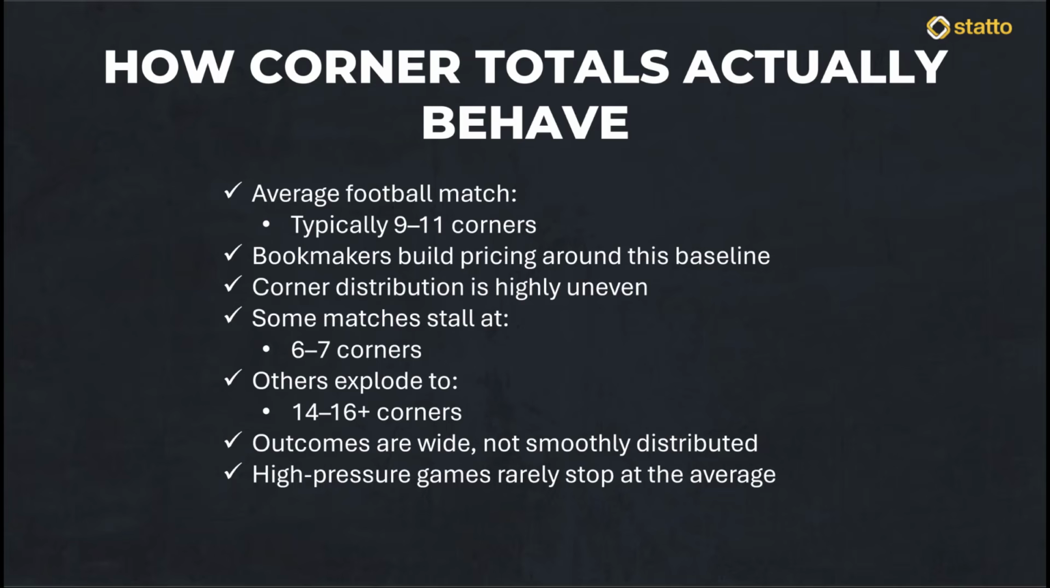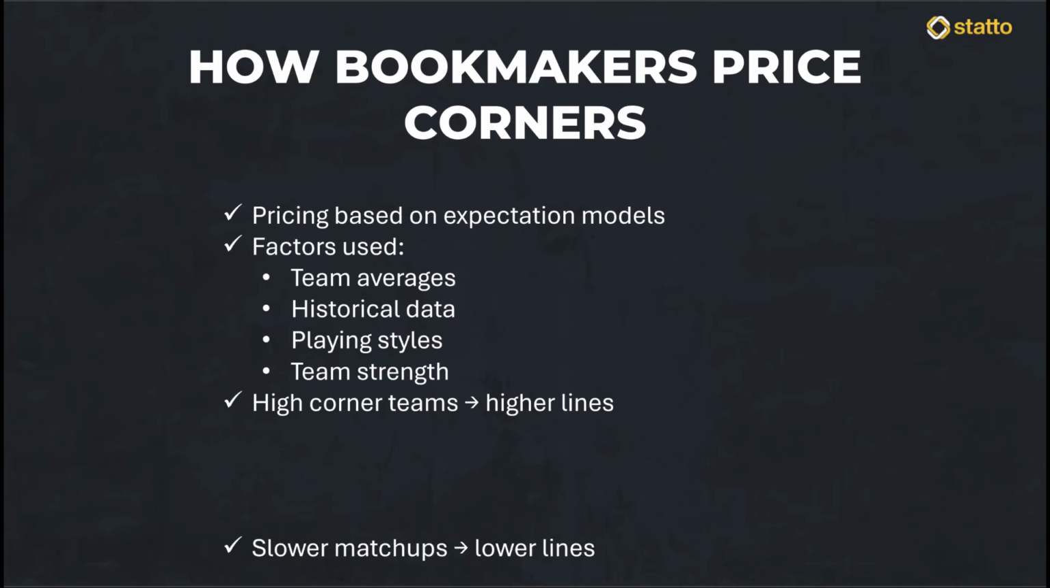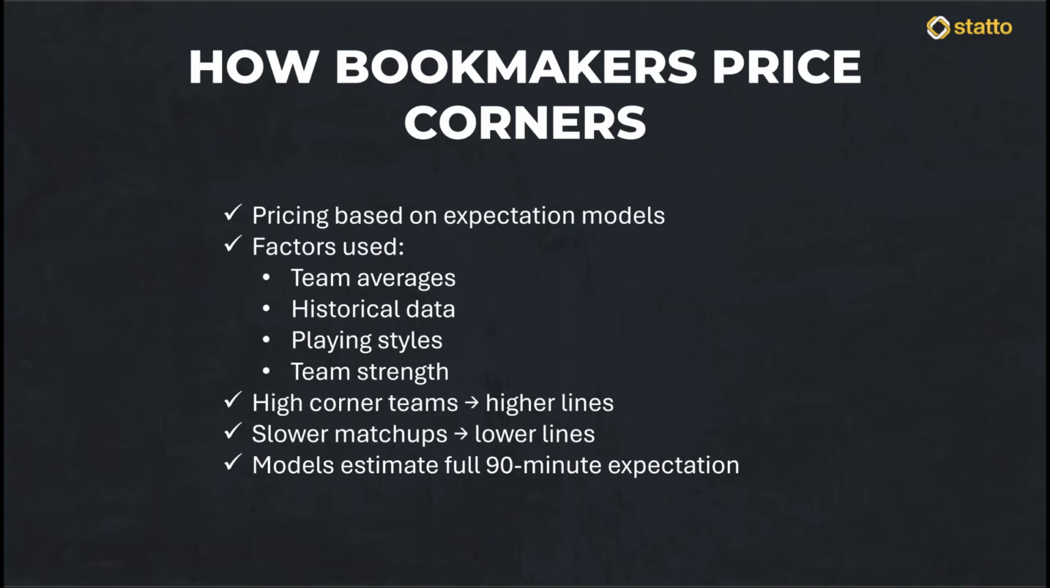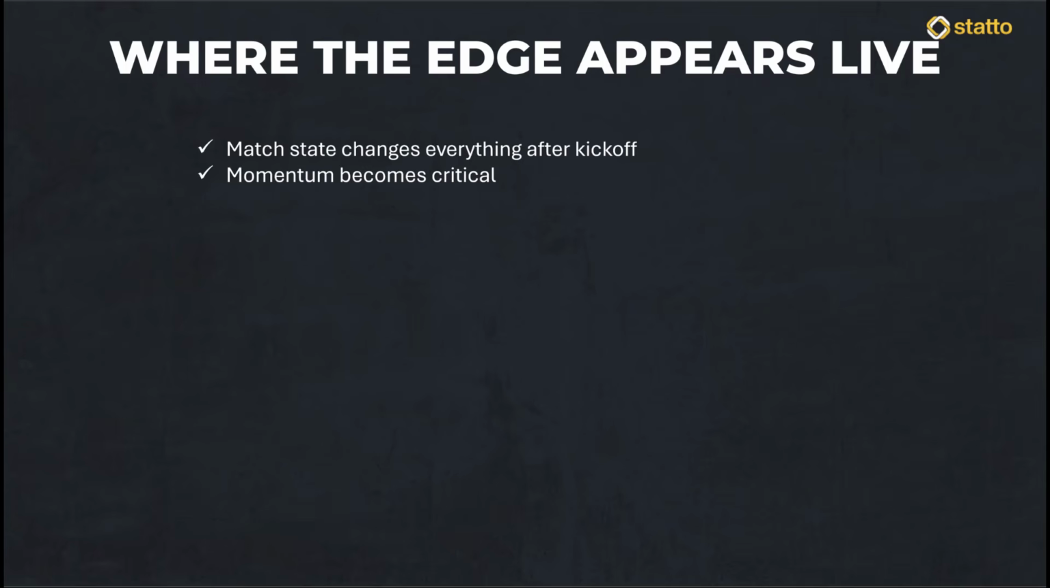Now, when it comes to pricing these markets, bookmakers are mainly working from expectation models. They're looking at team averages, historical data, playing styles, and they'll adjust those numbers based on the strength of the teams involved. So if you've got two sides that both average a high number of corners, you'll see that reflected in the line. If it's a slower matchup, the line comes down accordingly. But here's the limitation. Those models are built on pre-match expectation. They're very good at estimating what should happen over the full 90 minutes. What they're not as good at pricing is how a match actually unfolds in real time, because once the game kicks off, everything becomes far more dynamic.